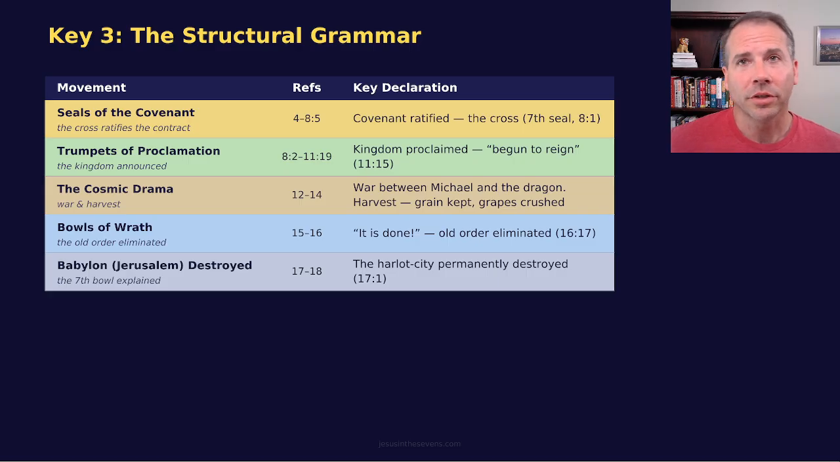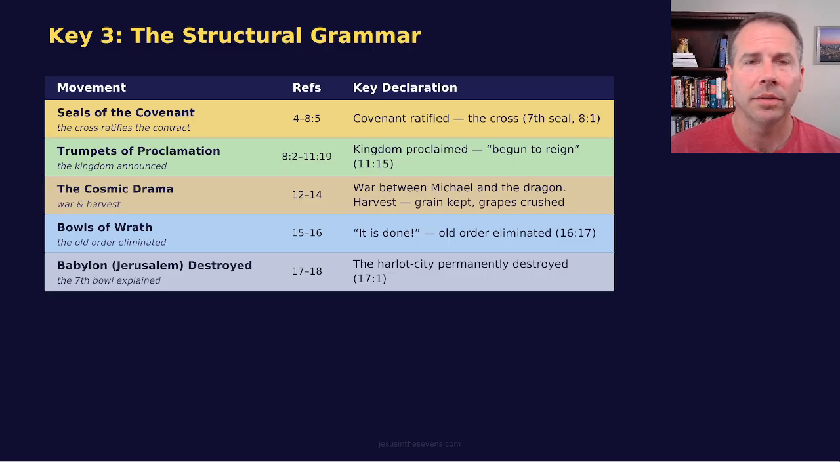AD 70 and the destruction of the temple, because again, the 3.5 is not 3.5 years, and it's not 7 years. It's the 70th 7, and it's 35 years. And so from the cross all the way to the destruction of the temple in 70 AD can be and is the judgment period where those judgments are being poured out. Okay.